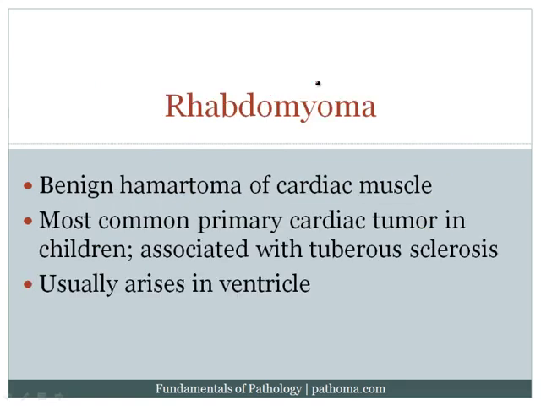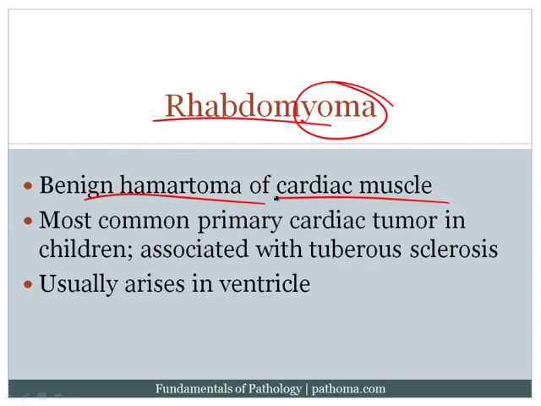The next tumor is rhabdomyoma. Rhabdomyo means striated muscle, and oma means mass. This is a benign hamartoma of cardiac muscle. It's the most common primary cardiac tumor in children. High yield, it's associated with tuberous sclerosis. That is very high yield, and it usually arises in the ventricle.